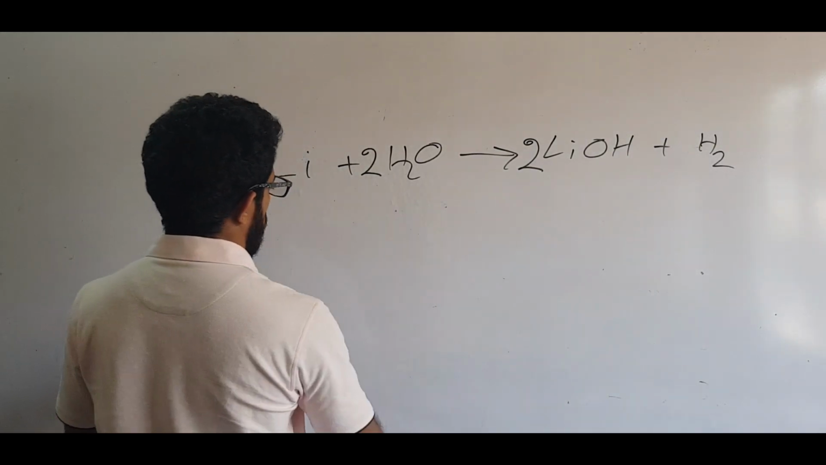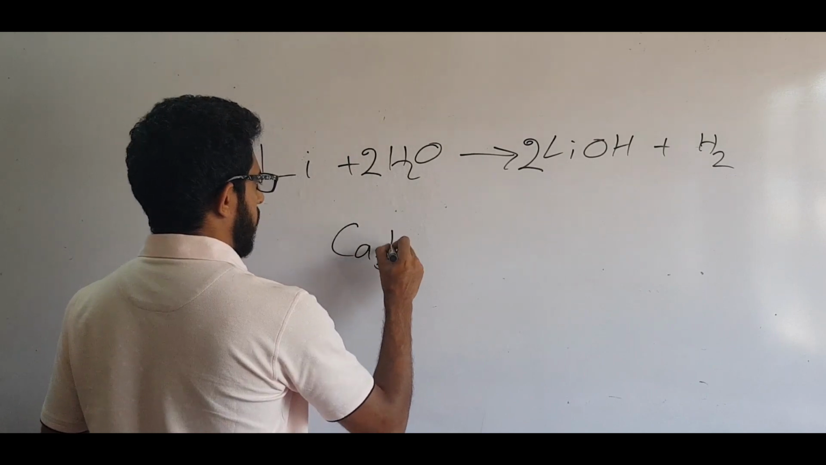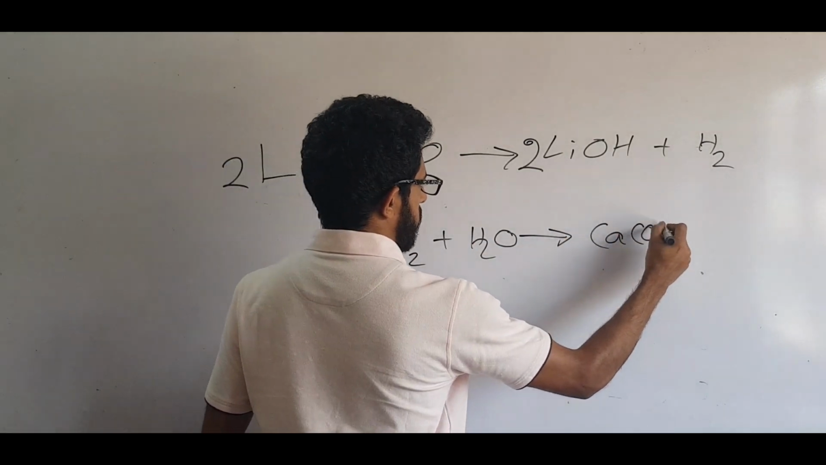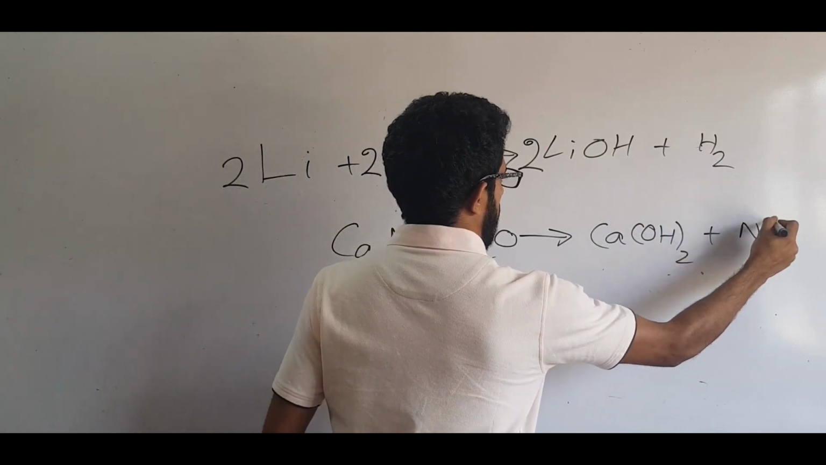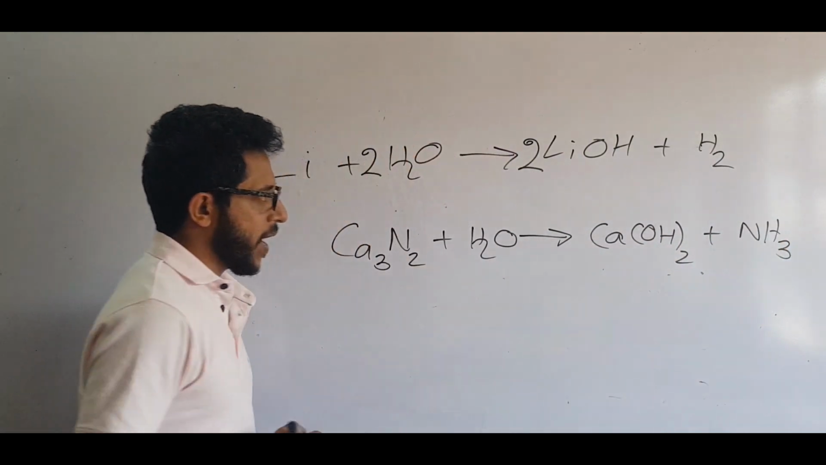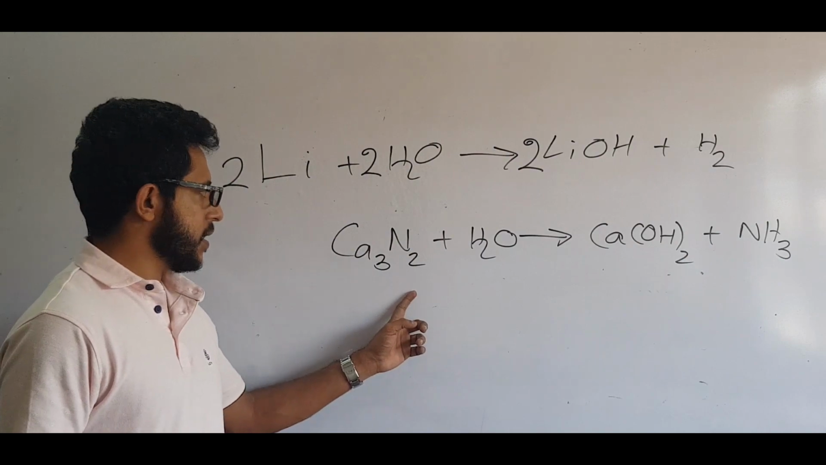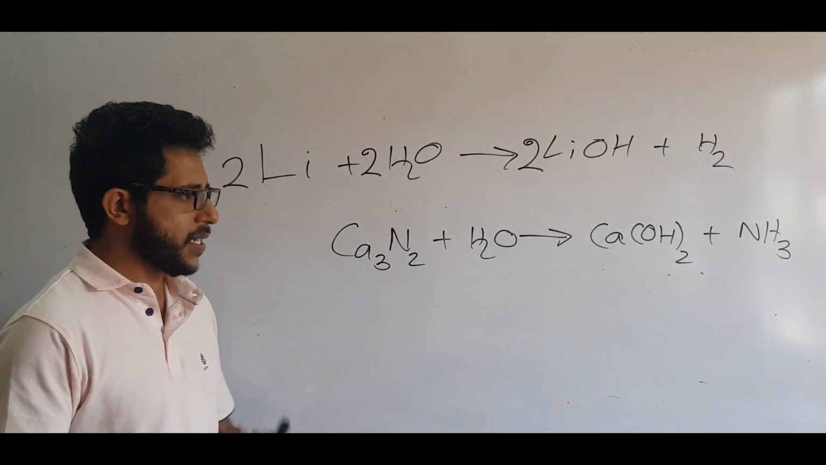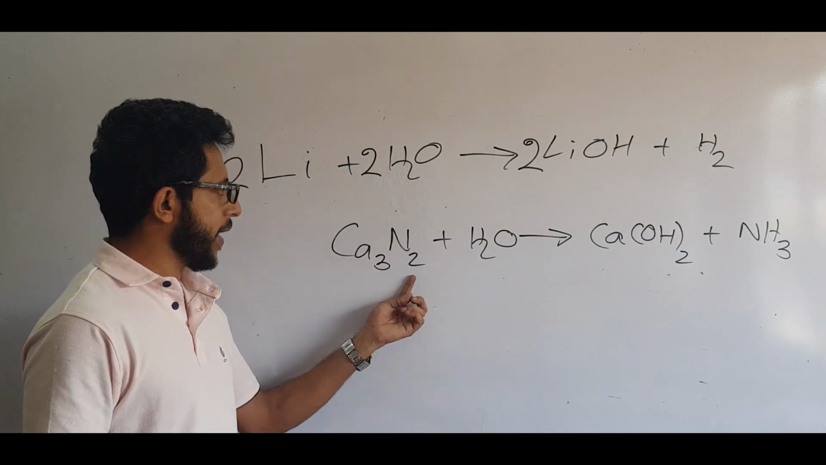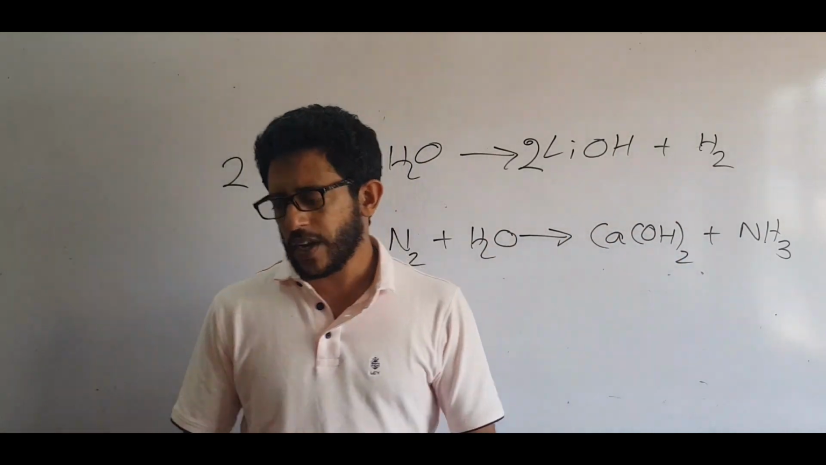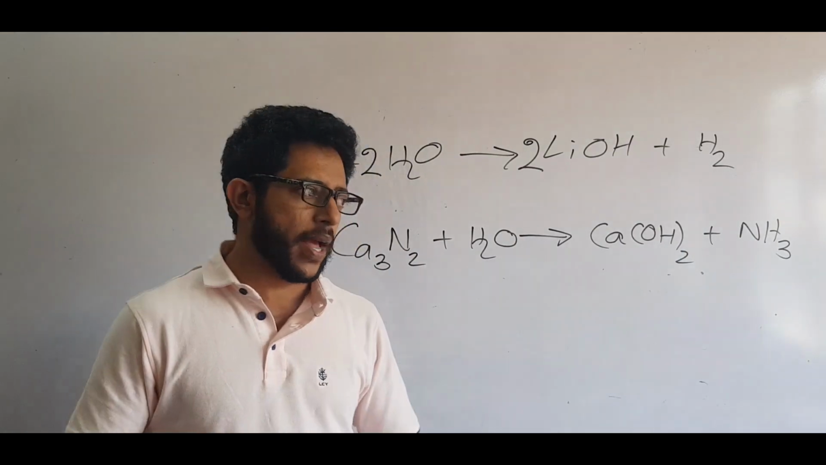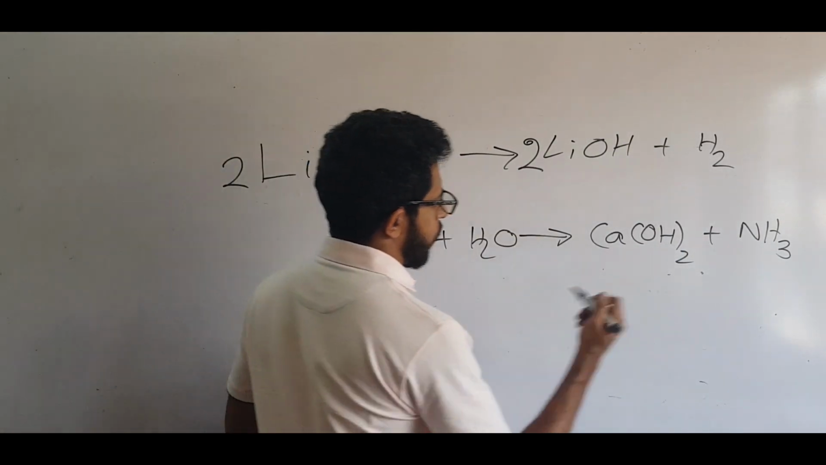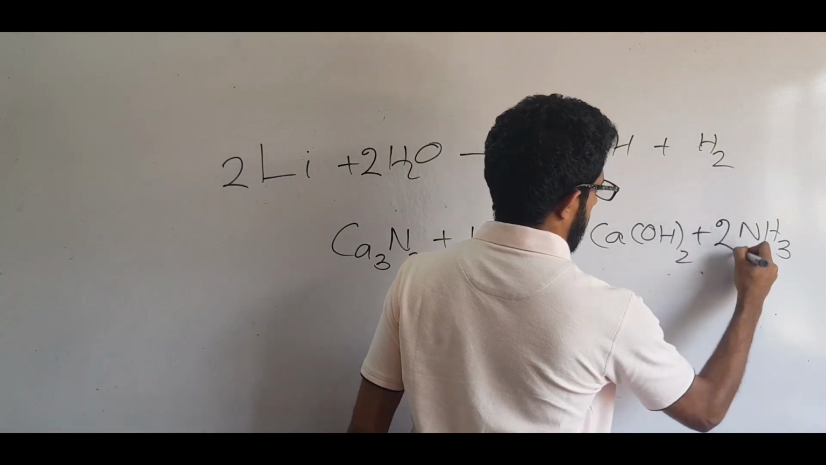Another example we will do, Ca3N2, calcium nitride. When it reacts with water, you get calcium hydroxide and ammonia gas. So again, nitrogen is a gaseous element, hydrogen is a gaseous element, oxygen is a gaseous element. Make the gaseous element an even number. 2 nitrogen, 1 nitrogen. You can start with whatever element you like. I am starting with nitrogen. So 2 nitrogen, 1 nitrogen. So you put 2 here, right?